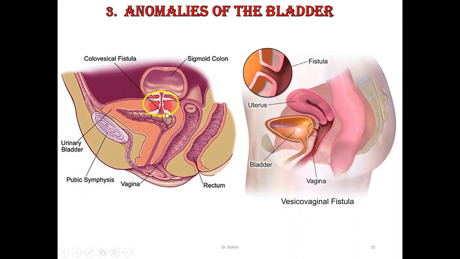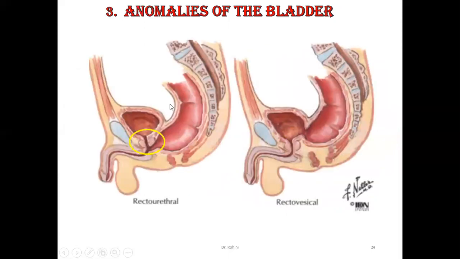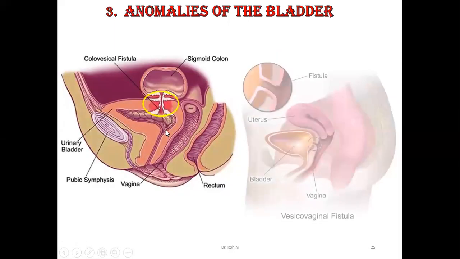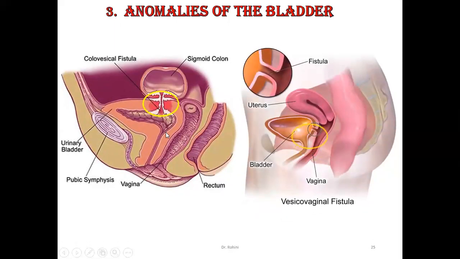This is colovesical fistula. As I mentioned earlier, rectovesical and rectourethral, right? Colovesical, vesico-vaginal. These are fistulous connections, anomalous connections between two adjacent organs, which actually develop from nearby structures or from the same structures. Okay.